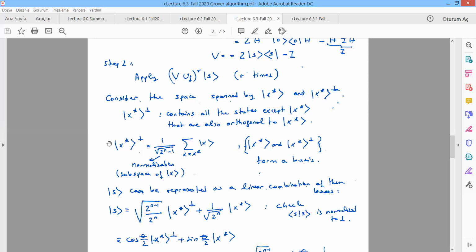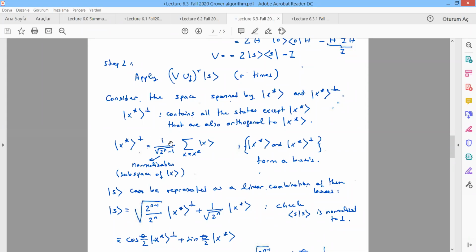And this space we can represent as follows. |x*⊥⟩ is actually the sum of all the states, and this is the normalization constant. It's all the states other than |x*⟩. It's not x equals x*, it's x not equal to x*. So it's the sum of all the other states other than x*, and this is the normalization constant.